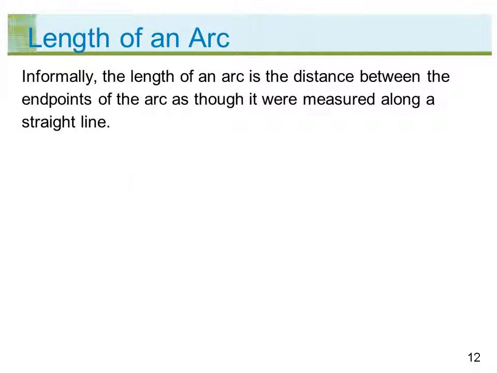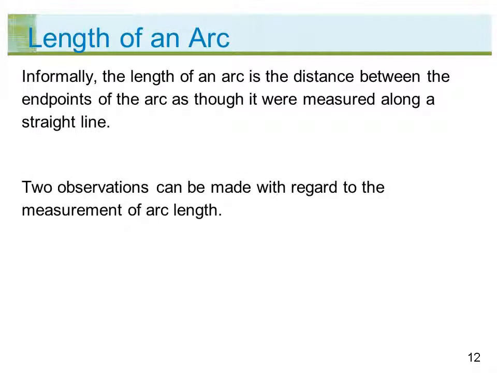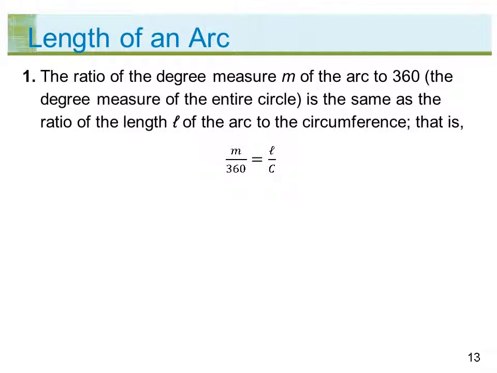Informally, the length of an arc is the distance between the endpoints of the arc as though it were measured along a straight line. Two observations can be made with regard to the measurement of arc length. Number 1. The ratio of the degree measure m of the arc to 360, the degree measure of the entire circle, is the same as the ratio of the length L of the arc to the circumference. That is, m divided by 360 equals L divided by capital C.